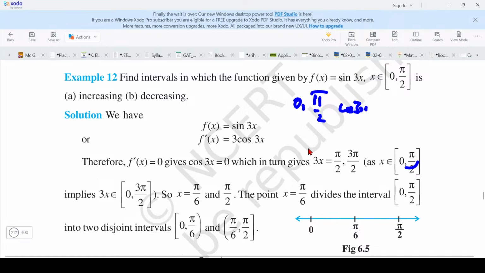Can you hear the sound, or is it proper, sir? No, it is fine. Understood? What we are trying to say? Yes, sir. Ritik, are you clear here?